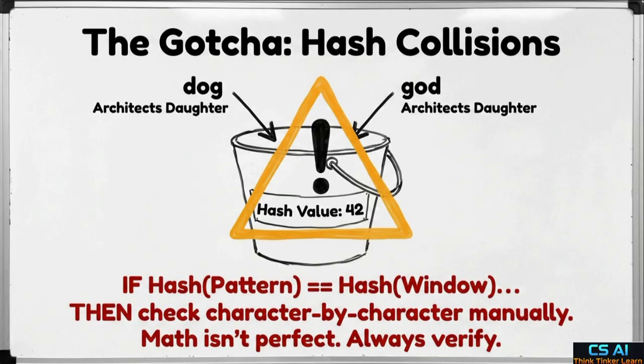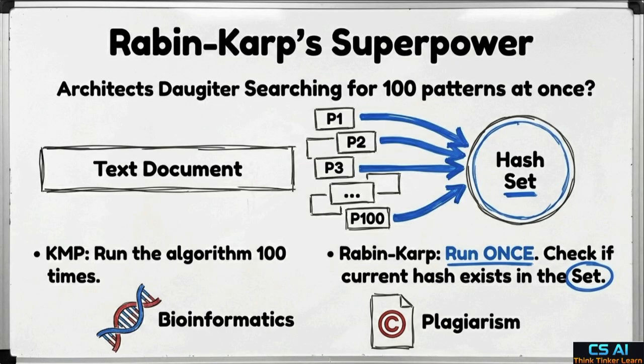Always verify your hashes. While KMP is great for a single pattern, Rabin-Karp is the true superpower for searching for multiple patterns at once. Imagine you are searching a text document for 100 different banned words. With KMP, you would have to run the entire algorithm 100 times, one for each word. That's slow. With Rabin-Karp, you calculate the hashes of all 100 words and put them into a hash set. Then you run the algorithm once on the text. For every window, you just check: does this current hash exist in my set?